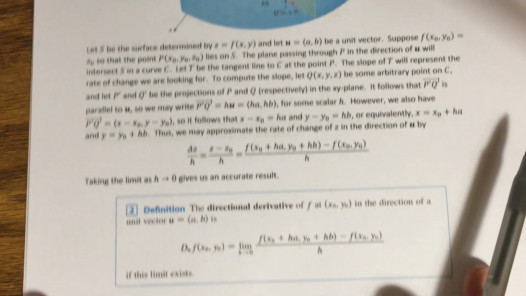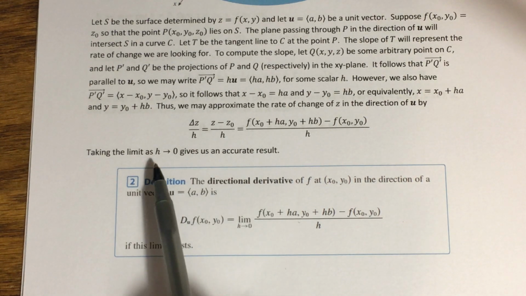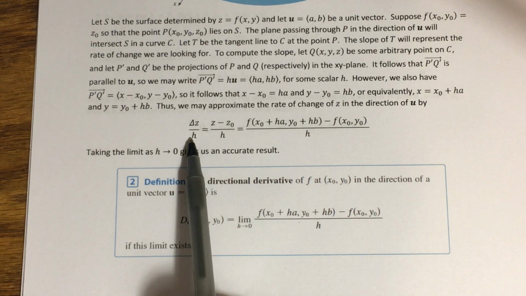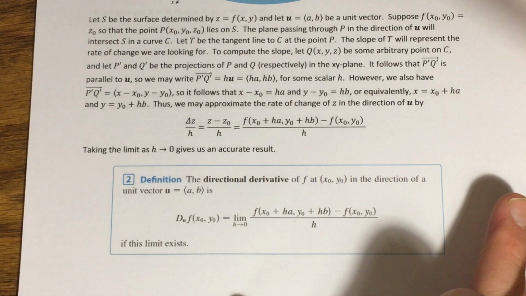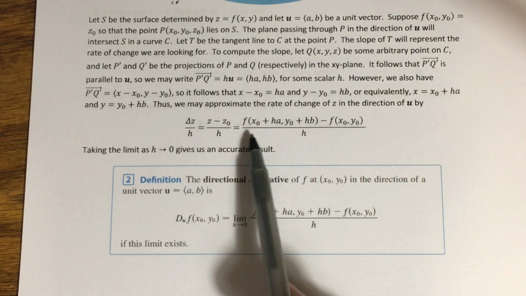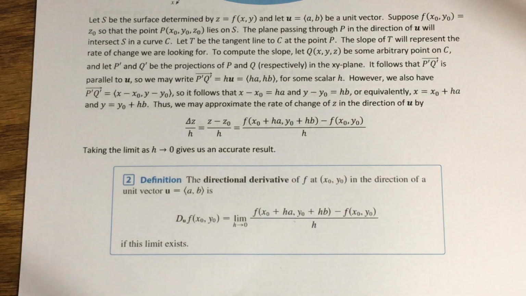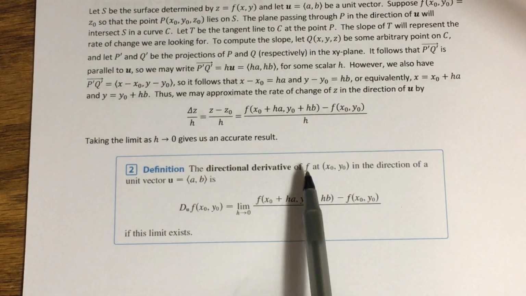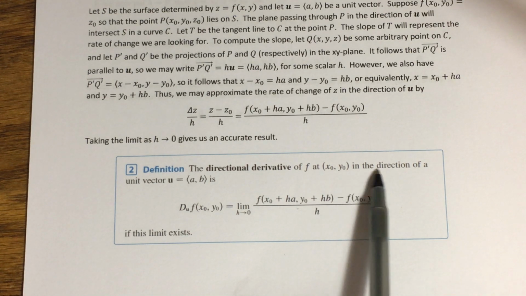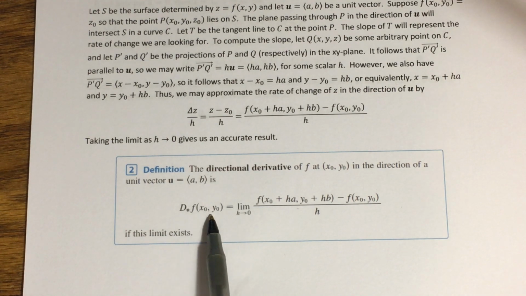Now, as you would expect, this approximation to the slope of our tangent line is going to get better and better as h shrinks to 0, by the same reasoning that you used in Calculus 1. So if we apply a limit as h goes to 0 to this difference quotient, then we get the slope of that tangent line. And we call that slope a directional derivative. Specifically, it's the directional derivative of f at x naught, y naught in the direction of the unit vector u, which has components a, b. And the notation that we use is this one.